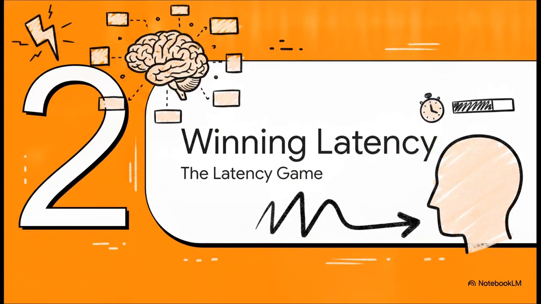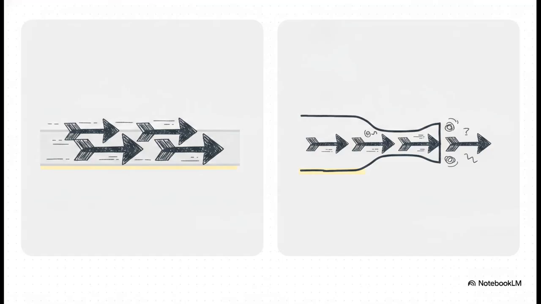Section 2. Winning the latency game. So, now that we know our real enemy is memory, let's break down the vital signs of our system's speed and how the user actually experiences that delay. The absolutely crucial point to grasp here is the difference between prefill latency and decode latency. When a user sends a prompt, the system first processes it to create that KV cache, right? That's the prefill stage. It's highly parallelizable across tokens. It basically happens all at once.